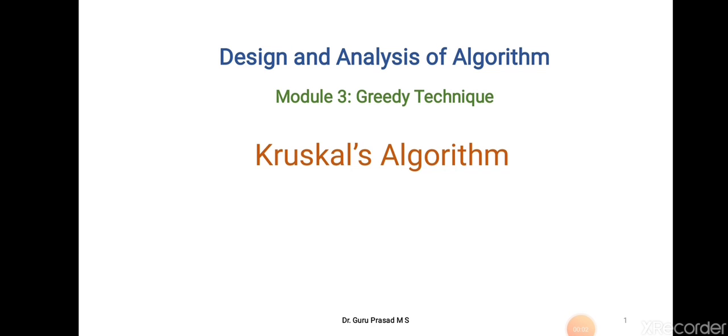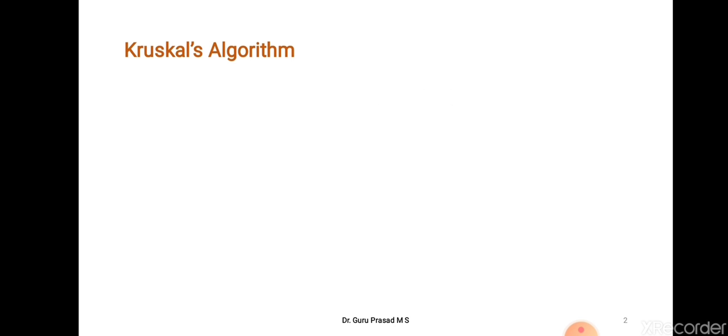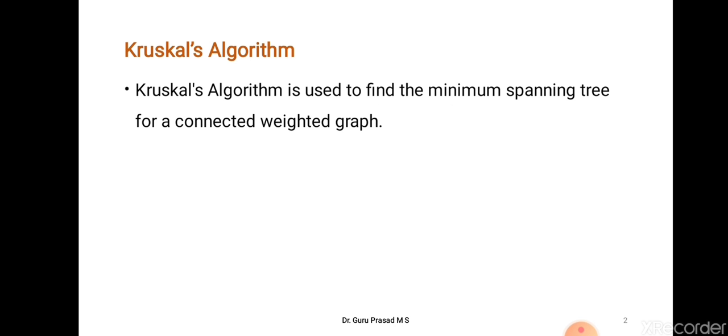Subject: Design and Analysis of Algorithm. Module 3, Greedy Technique. Today's topic is Kruskal's algorithm. Kruskal's algorithm is used to find the minimum spanning tree for a connected weighted graph.